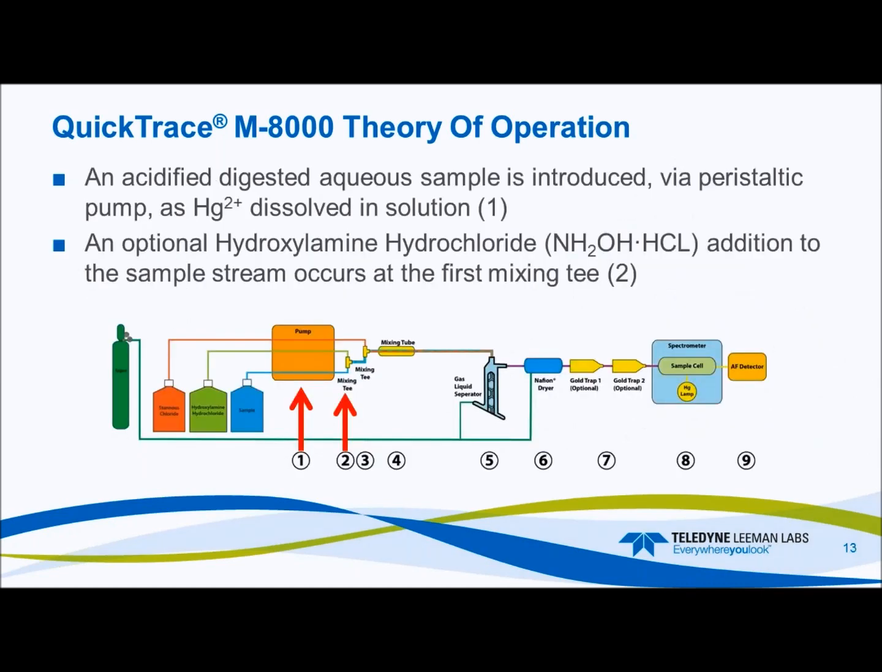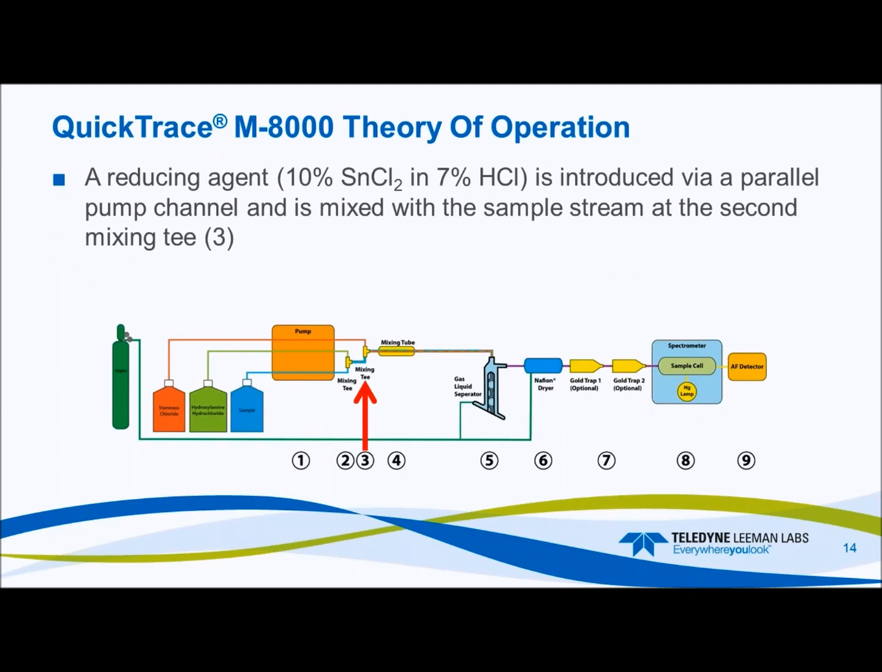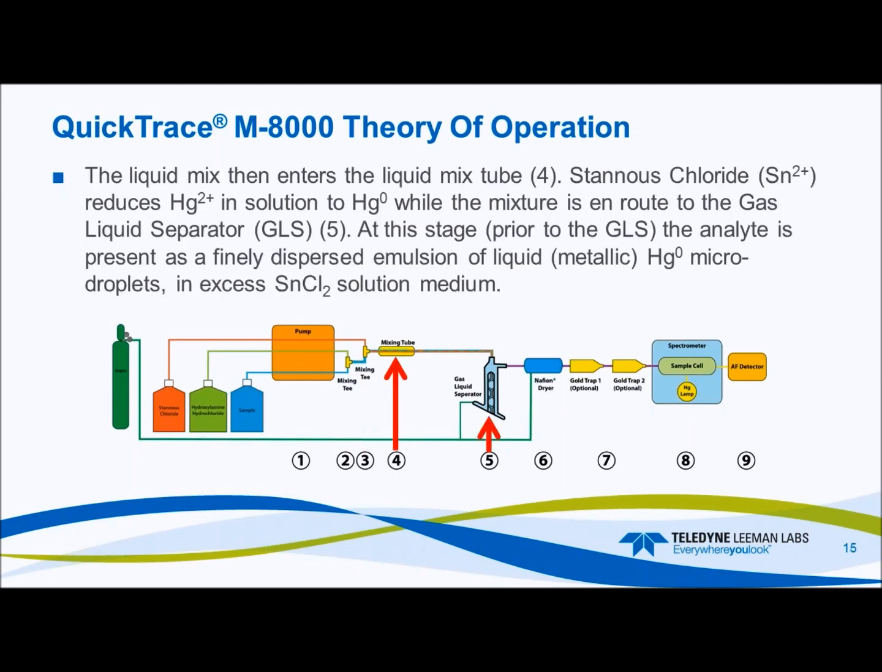So the theory of operation is, the acidified sample is introduced by a peristaltic pump, and again, it has to be Hg 2+. Then we can introduce hydroxylamine to pre-reduce the bromine monochloride, or BrCl, in the first mixing tee. And then in the second mixing tee, we introduce the stannous chloride, which in this case we use at 10% stannous and 7% HCl, by a parallel channel on the pump, and then that is mixed there, and from there it goes on to the reaction tube or the mixing tube.